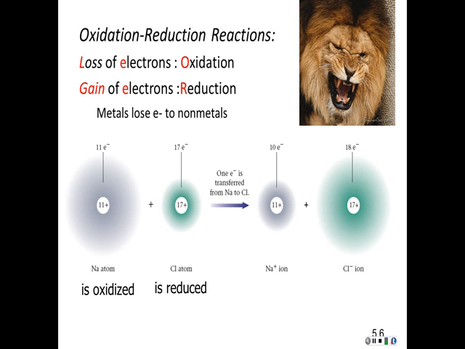Now there are two other terms with oxidation reduction, and that's oxidizing agent and reducing agent. The substance that is oxidized is called the reducing agent, and the one that is reduced is called the oxidizing agent. Agent means it's helping the other substance to do what it's supposed to do. So the reducing agent helps the other substance to be oxidized, and the oxidizing agent helps the substance to be reduced. I know it sounds kind of confusing, but just remember the terms are kind of opposites.